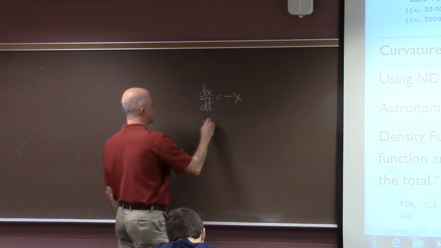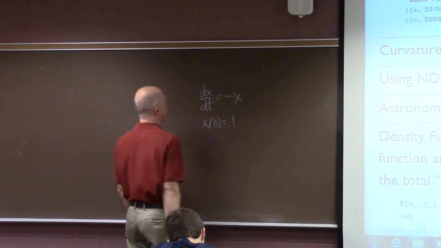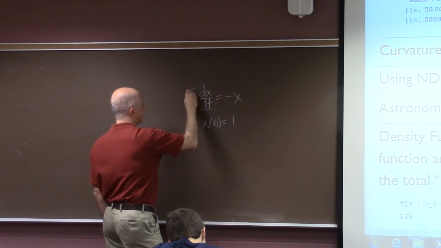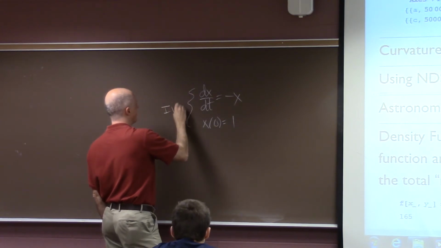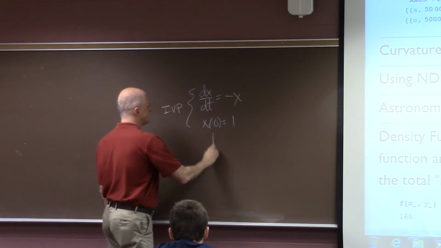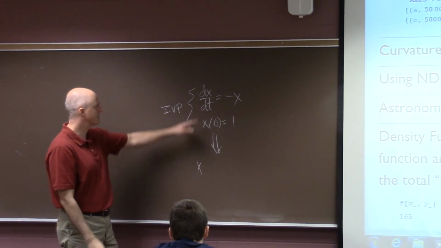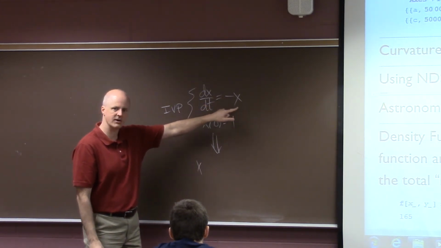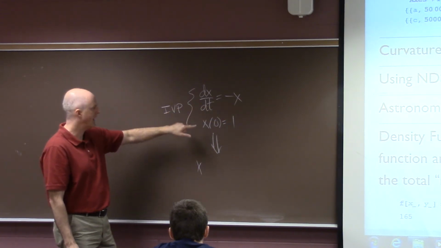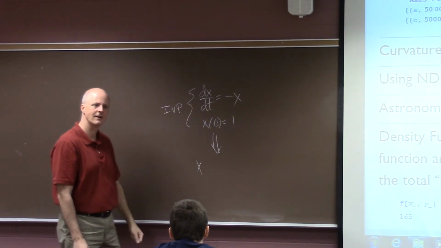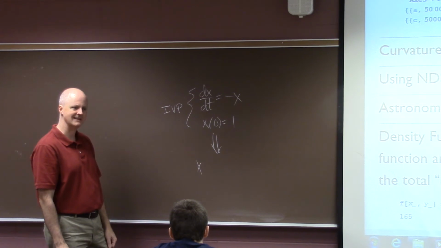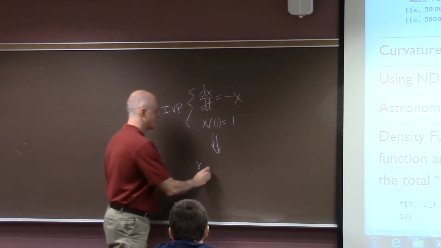Let's add an initial condition. Let's say x of 0 equals 1. That's called an initial value problem. It's pretty easy to solve. Does anybody think they know, just by looking at it? Find a function whose derivative is the opposite of the function for all t and goes to the point 0, 1. You should be able to guess the answer.